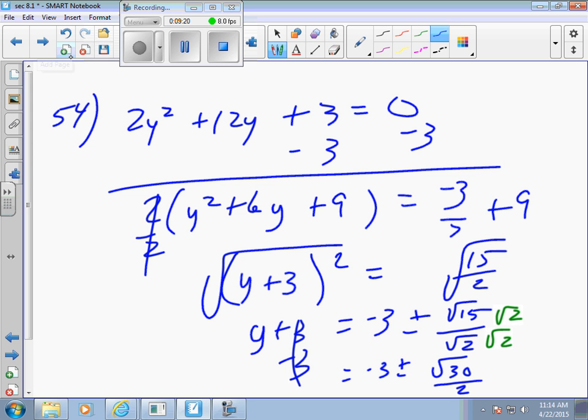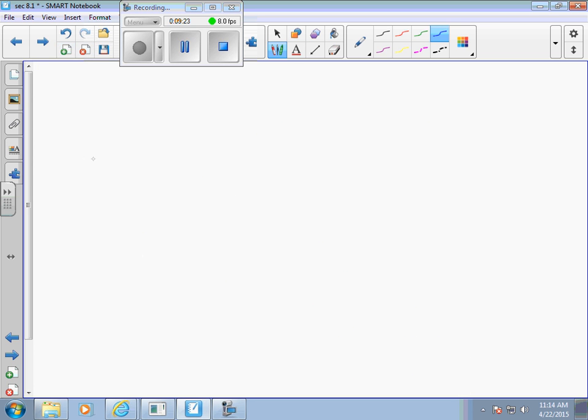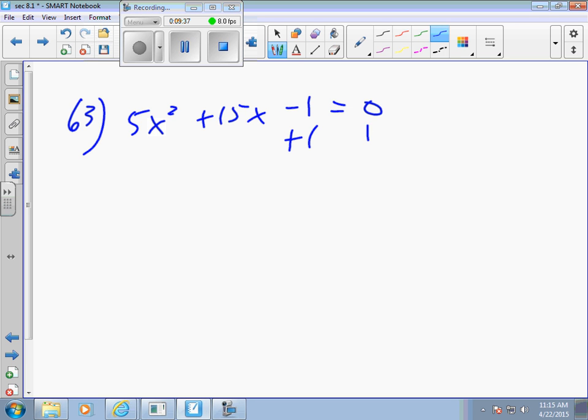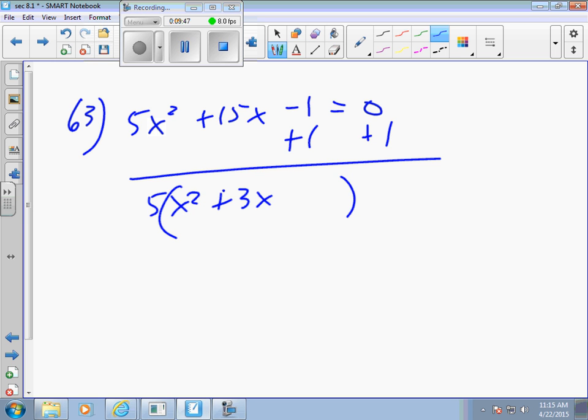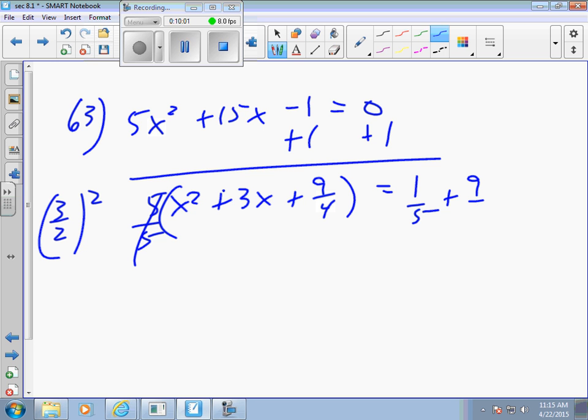And let's move up to number 63. 63, we have 5x squared plus 15x minus 1 equals 0. And I'm going to add 1 to both sides, get rid of the constant. And I have 5x squared, 5 times the quantity of x squared plus 3x equals 1. Half of 3 is 3 halves. Squared gives me 9/4. And I'm going to get rid of this 5. And I'm going to then add the 9/4.